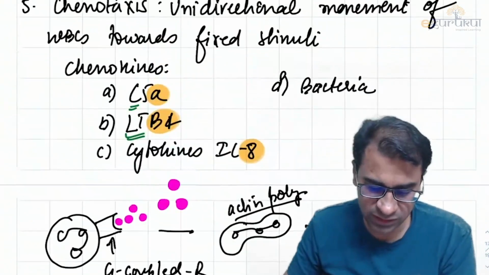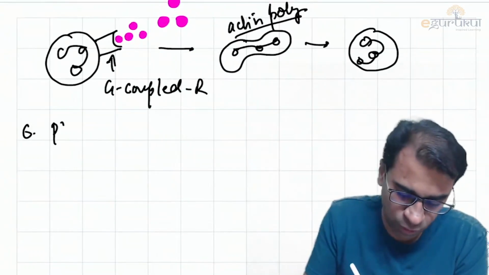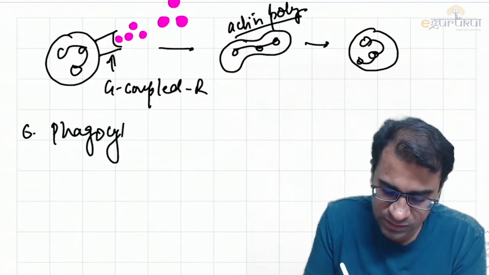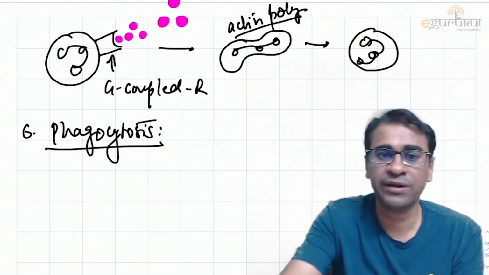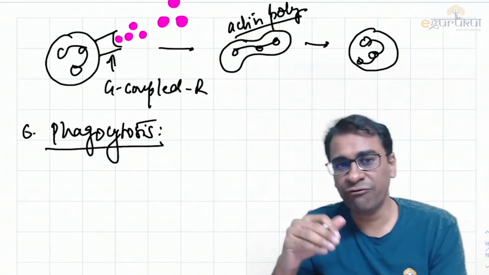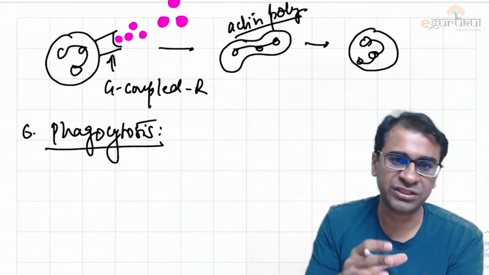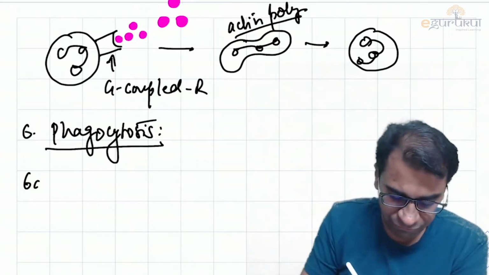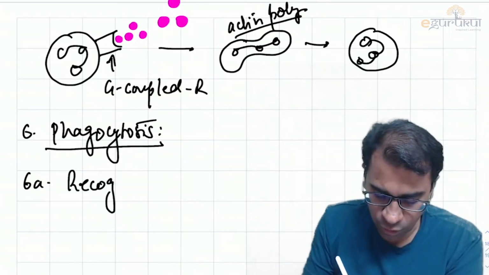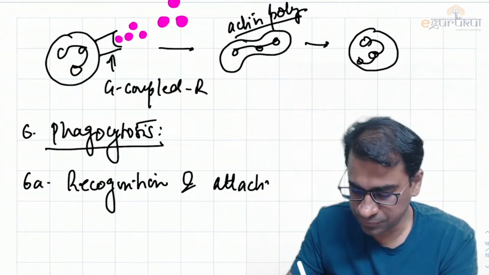Let's move to the next step now. This was step number 5, now step number 6. The sixth step is called phagocytosis. Now, what does this mean? The word phagocytosis refers to a process of recognizing and also attaching. So, the first step is recognition and attachment.